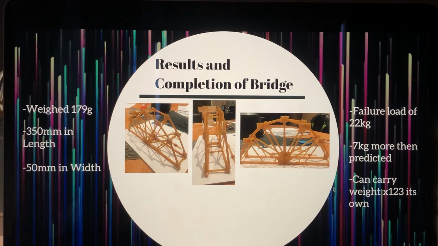Although 22 kilos is a good score, the group was left speculating about what the true potential of the bridge's load capacity could have been. The ratio was 123% and placed 4th in class, meaning that the bridge was able to carry a load 123 times its own weight.